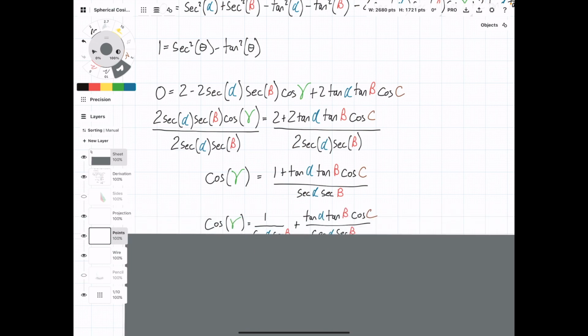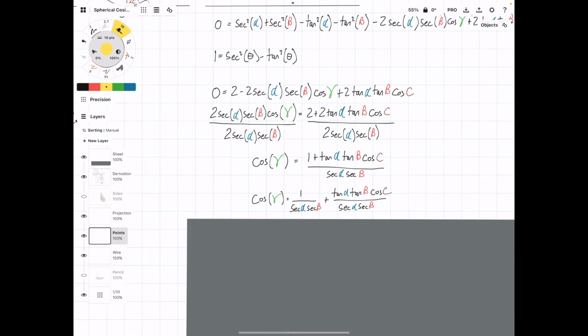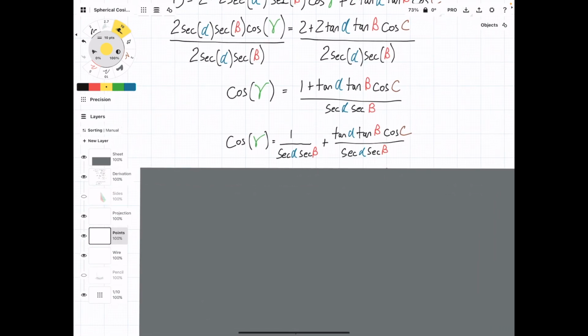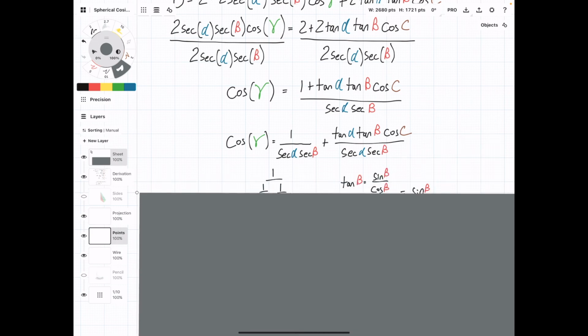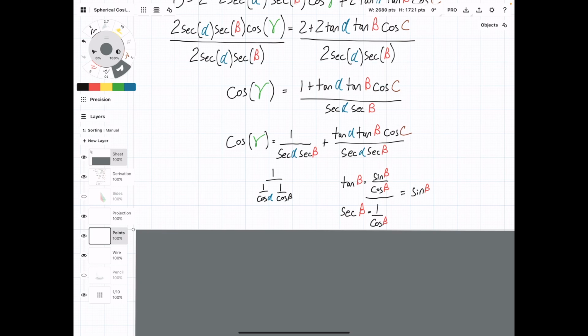And then we can separate the right side into two different elements. So 1 over secant alpha secant beta plus tangent of alpha tangent of beta cosine c over secant alpha secant beta. All right. Next step is to turn the right side into terms of just sine and cosine. So I'll do a little bit of work here to show how it works.